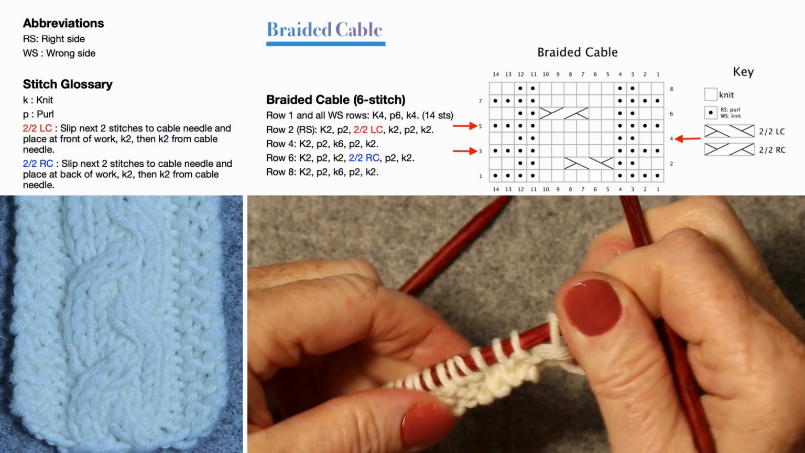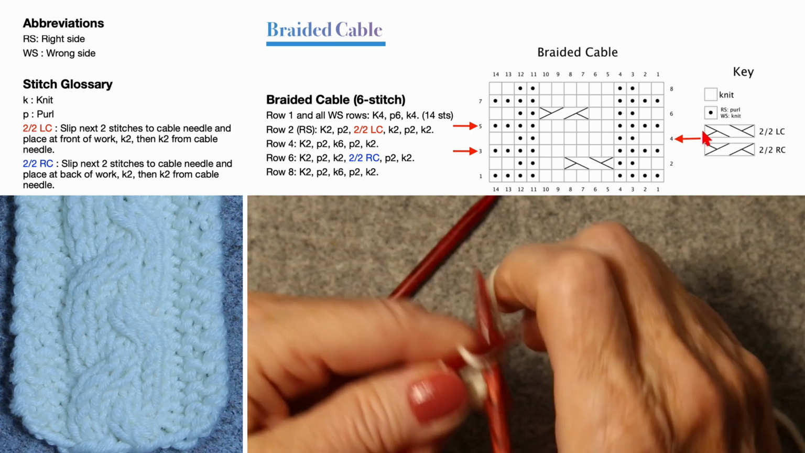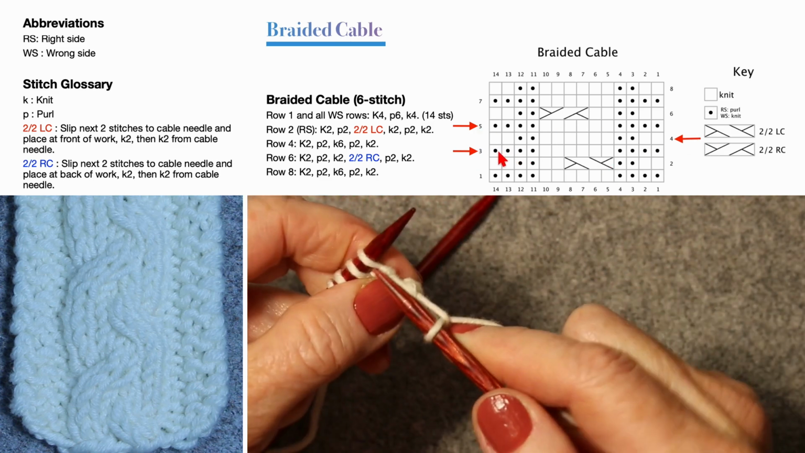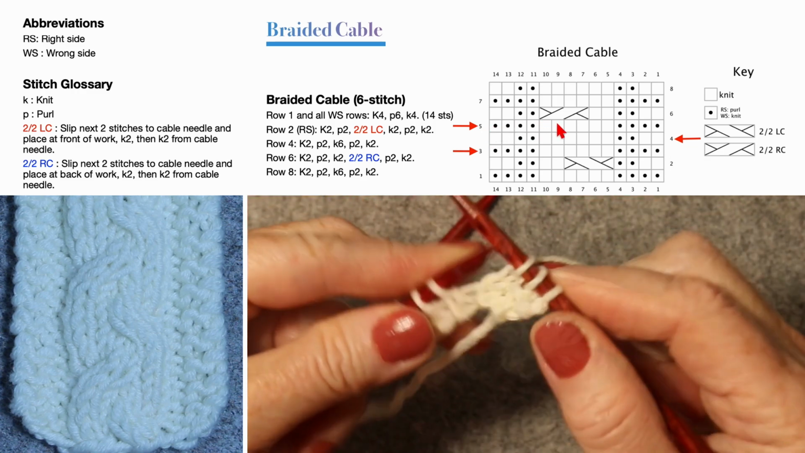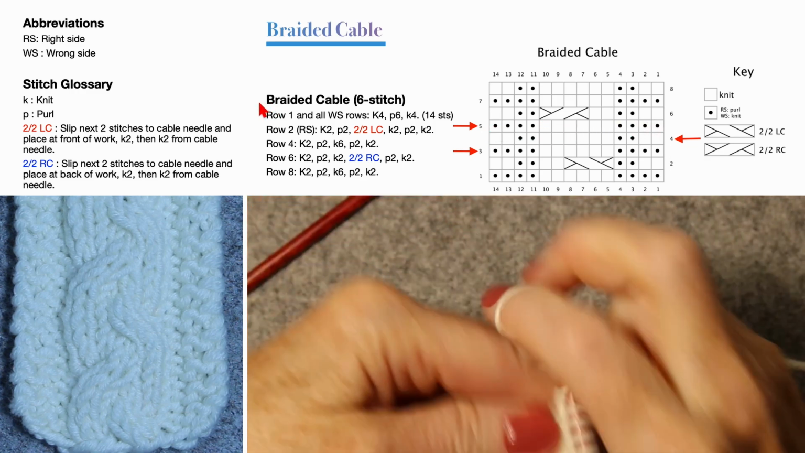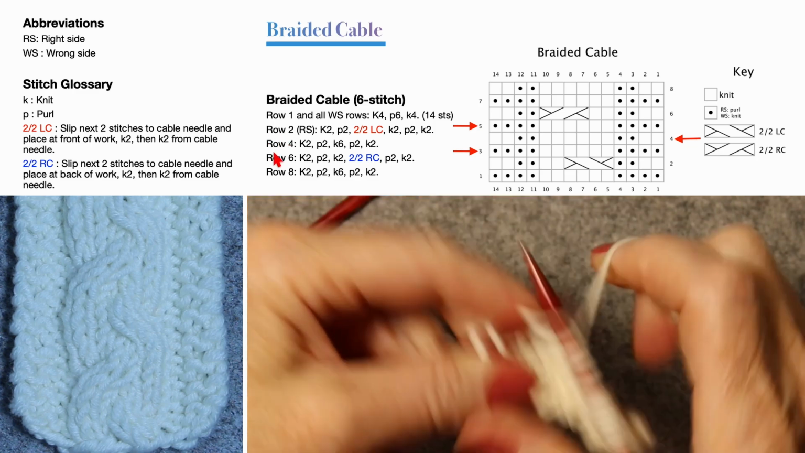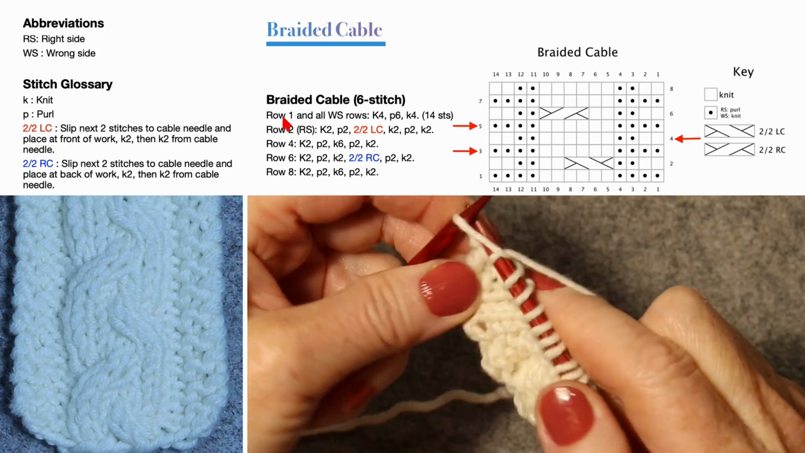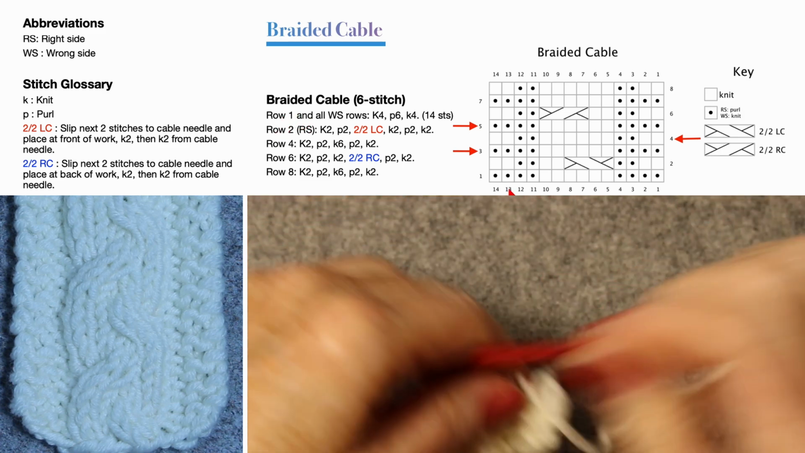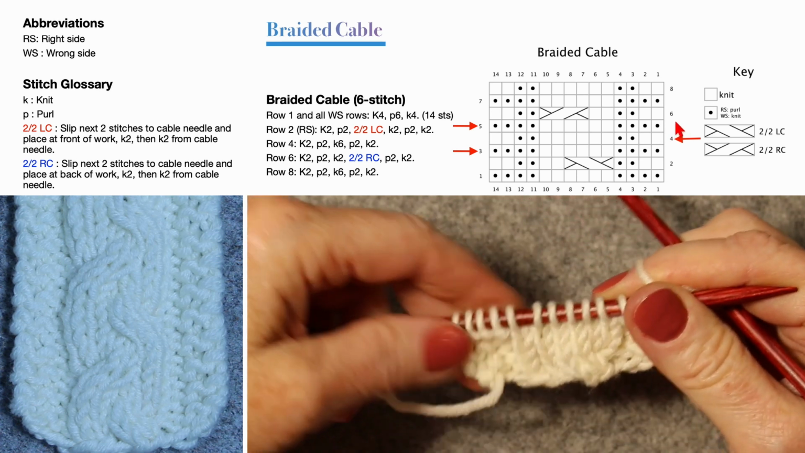The next 3 rows are cable free, and that's row 3, 4, and 5. So it's a wrong side row, a right side row, and a wrong side row. Note in the written pattern that you won't see rows 3 and 5 and 7 because they're all the same as row 1. So let's work those 3 rows, and then we'll be ready for another cable row.